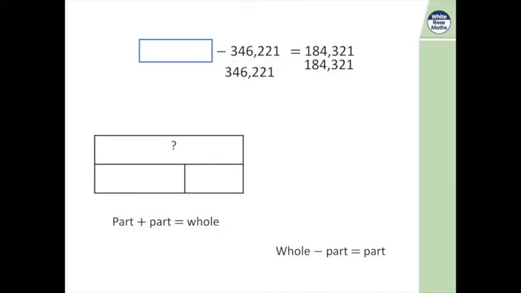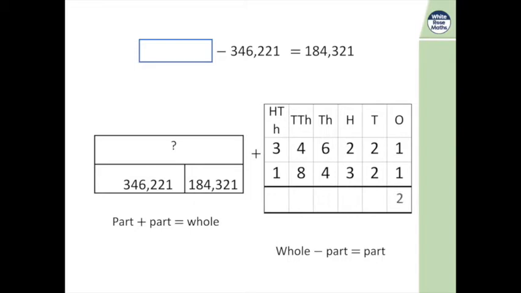We need to find the whole. Place the part on our bar model, the part next to it, and there we have it. Does it look a bit clearer on what you need to do to find the whole? Hopefully you know now that it's part plus a part equals a whole. So let's add them together. 1 plus 1 is 2. 2 plus 2 is 4. 2 plus 3 is 5. 6 plus 4 is 10.